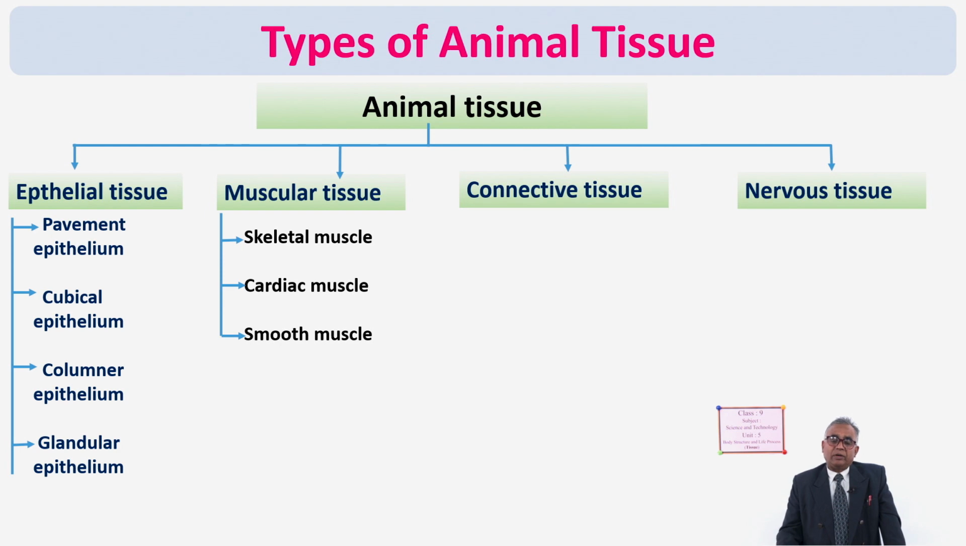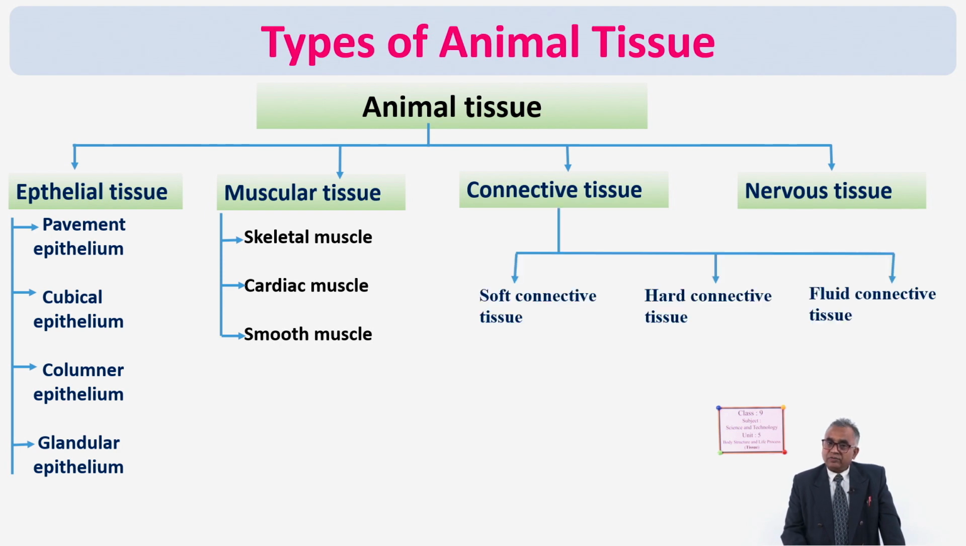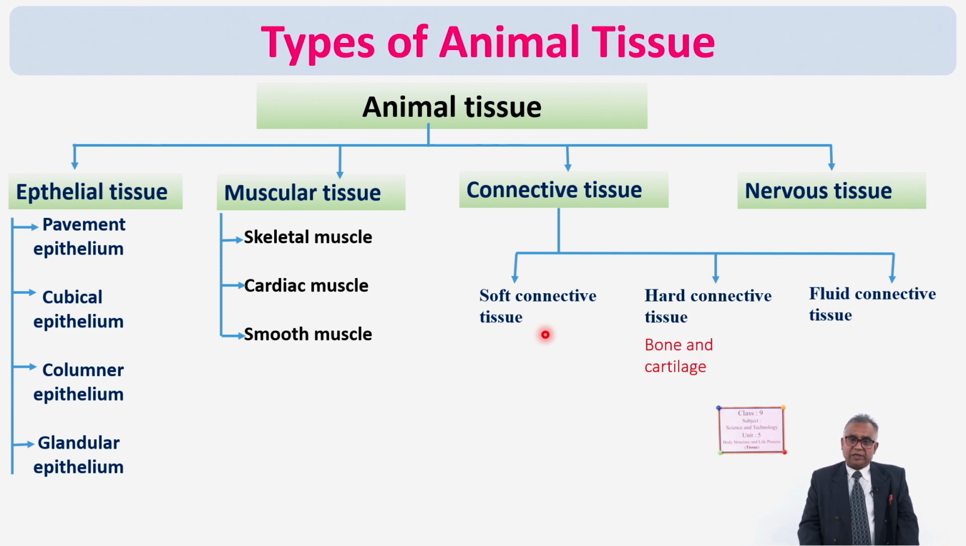Okay, friends. Connective tissue is further divided into three major types. They are soft connective tissue, hard connective tissue, and fluid connective tissue. Each of them has subtypes. So look here, it started with hard connective tissue: bone and cartilage. They are harder than other connective tissues.